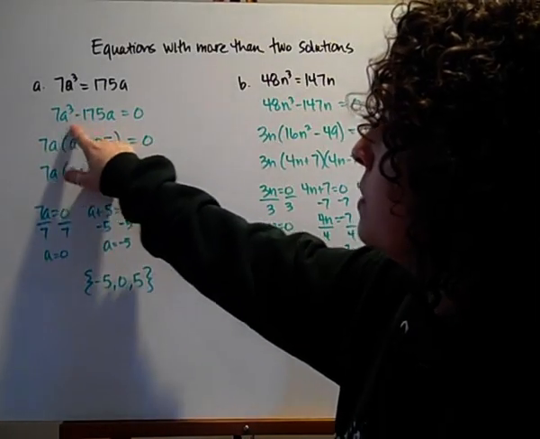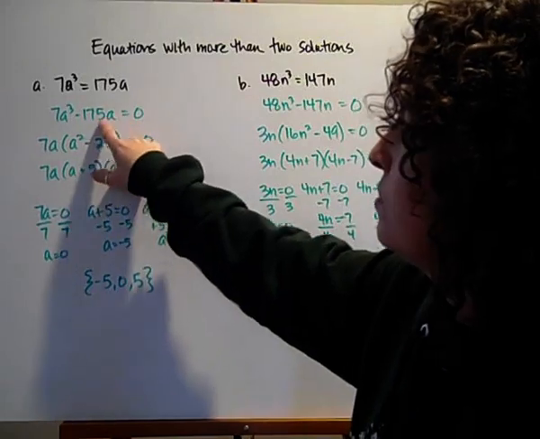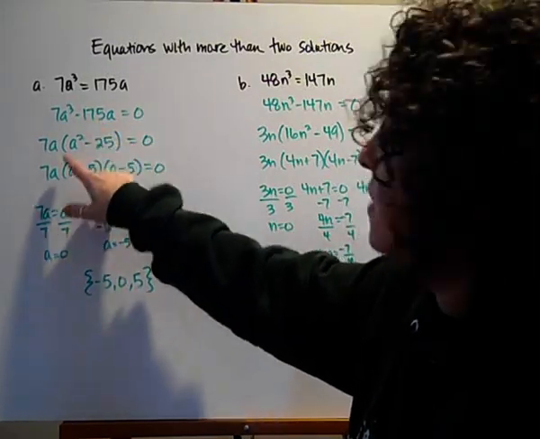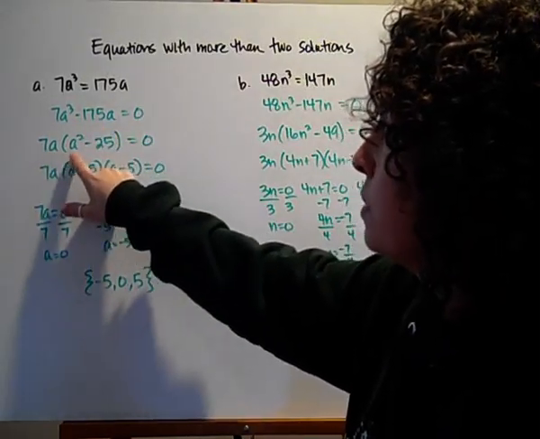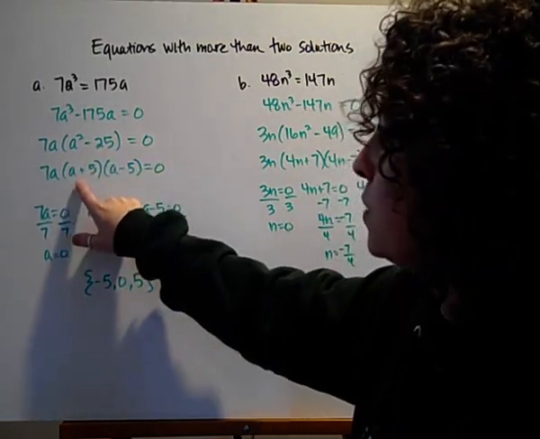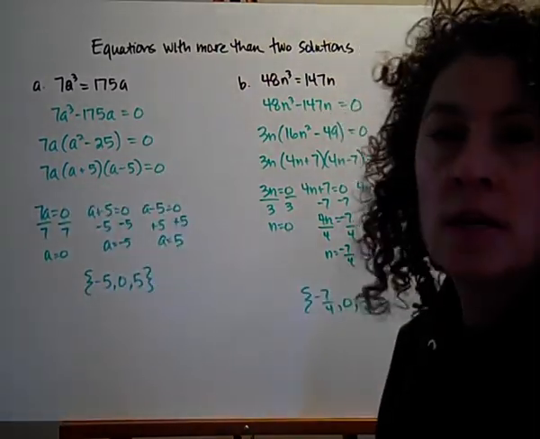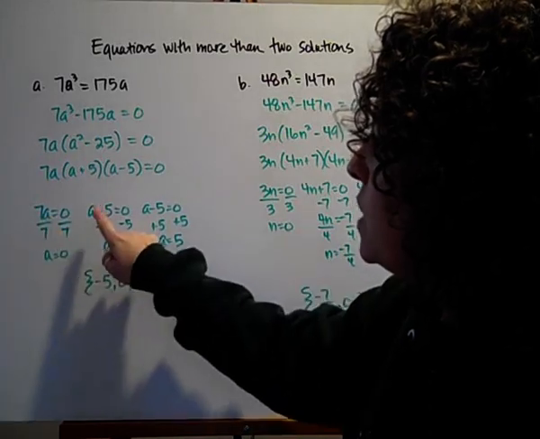So I'm going to factor this polynomial that I've isolated on the left-hand side here away from the 0. I'm going to look for a greatest common factor, and I can take 7a out of both of these, so I'm left with a squared minus 25. A squared minus 25 is the difference of squares, so I'm going to break that down into a plus 5 times a minus 5, and I can't factor that anymore. So I've ended up with 3 factors.